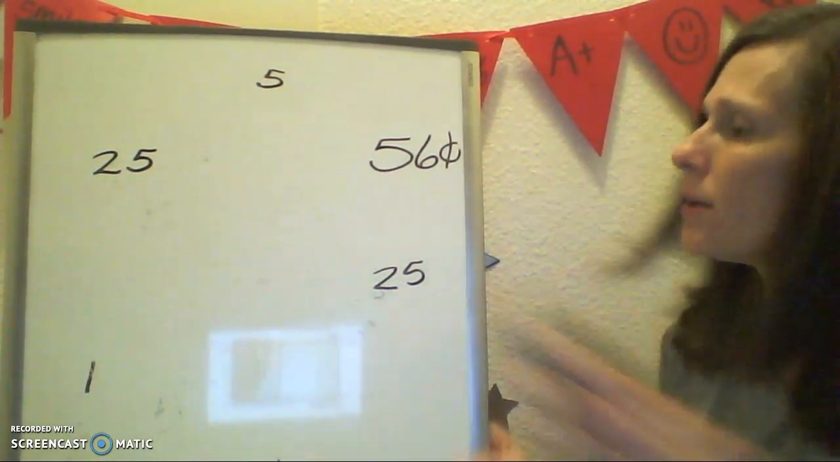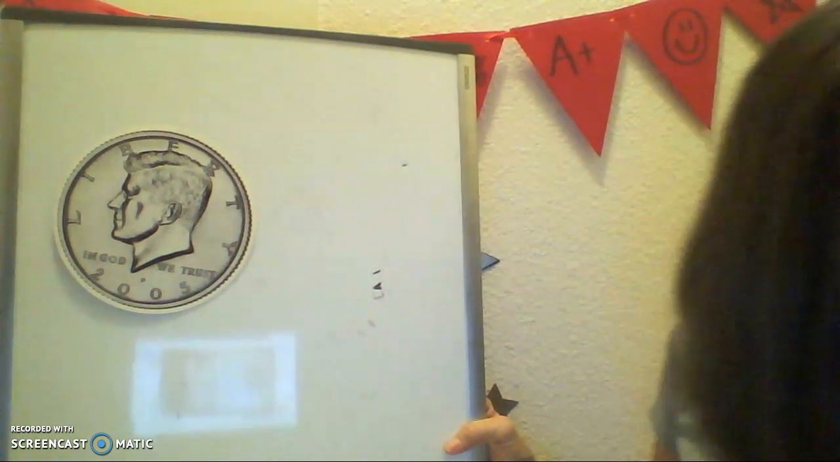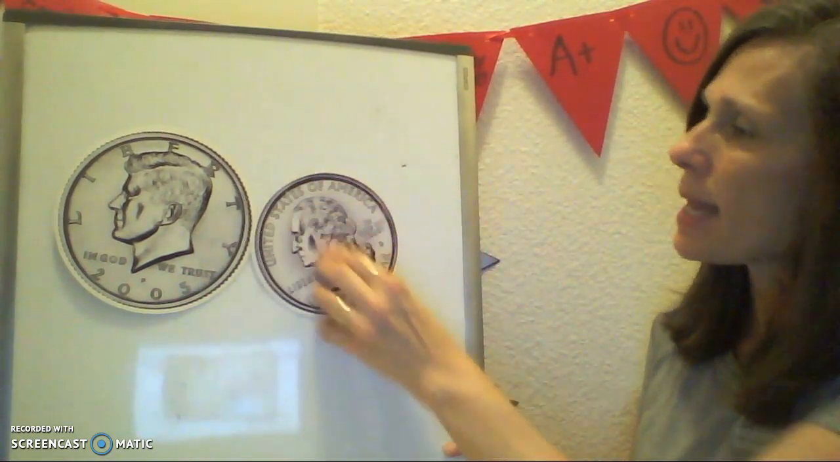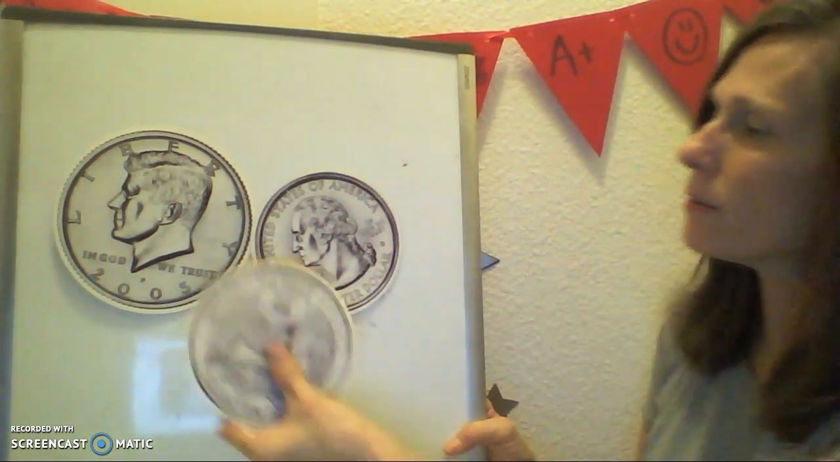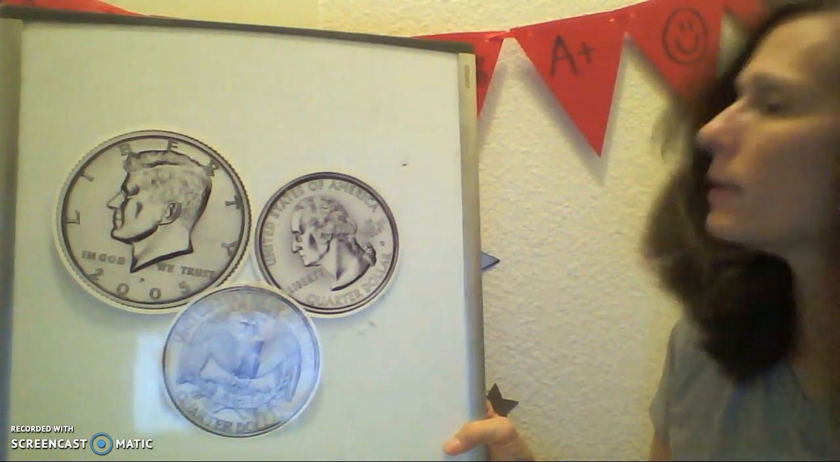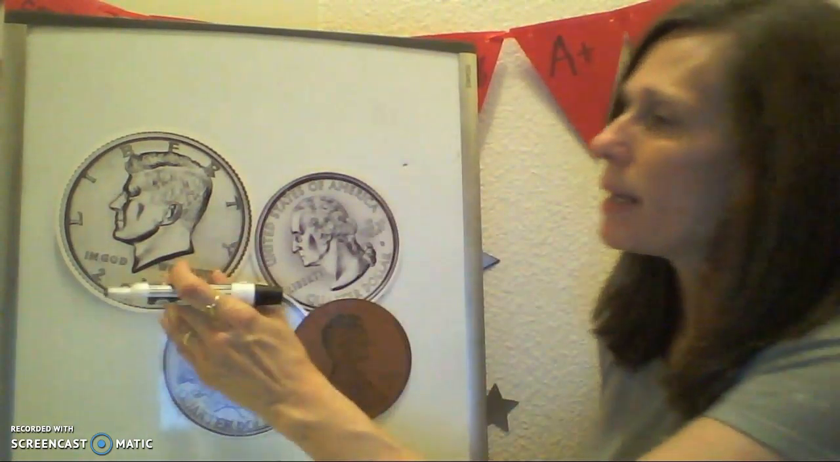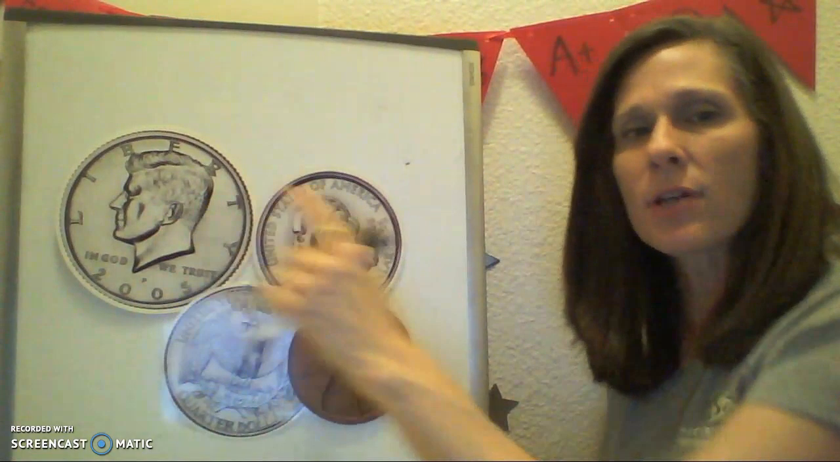Oh, here we go. So let's get our 50-cent piece up here. Okay, let's put our 50-cent piece up here. And let's add some quarters up here. Right, and let's put another penny up here. All right, so here we go. I name or identify the coins. 50 cents or half dollar, quarter, quarter, penny.